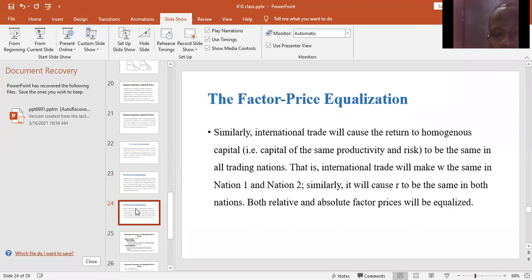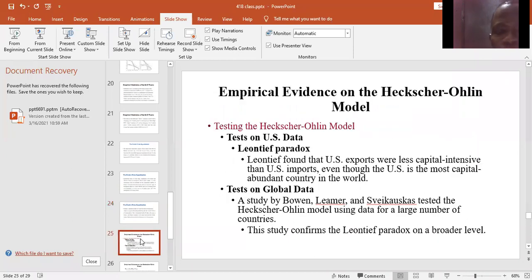Similarly, international trade will cause the return on homogeneous capital of the same productivity and risk to be the same in all trading nations. That is, international trade would make W the same in nation one and two. W stands for interest rate in this case. It will cause R to be the same in both nations. Both relative and absolute factor prices will be equalized. The theory was propounded by Samuelson, one of the people that helped to propound more of HO theory.